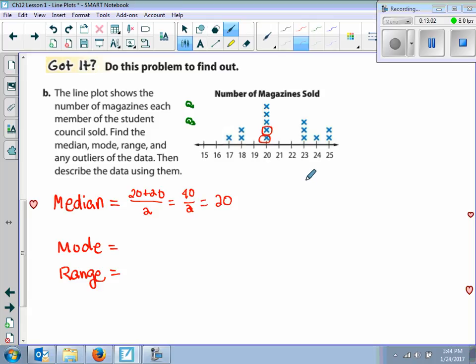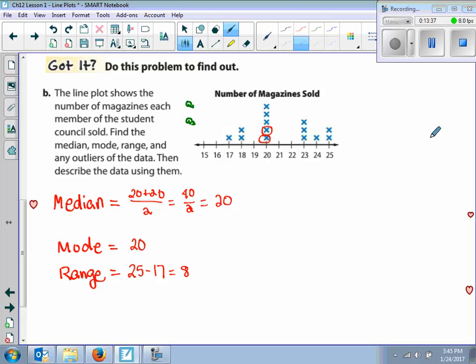The mode is the number that occurs the most. So which number occurs the most? 20. We didn't have to show any work for that, right? And for the range, that's the highest number minus the lowest number. So we have 25 minus 17, and that's going to be equal to 8. Good. So there's your median, mode, and range.